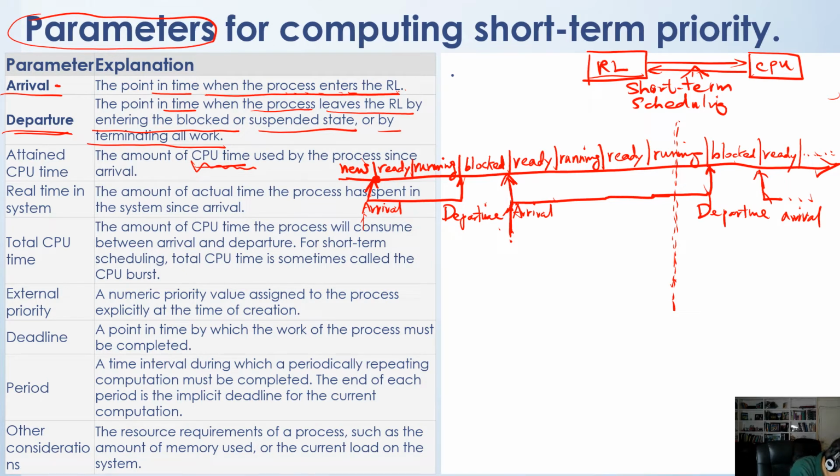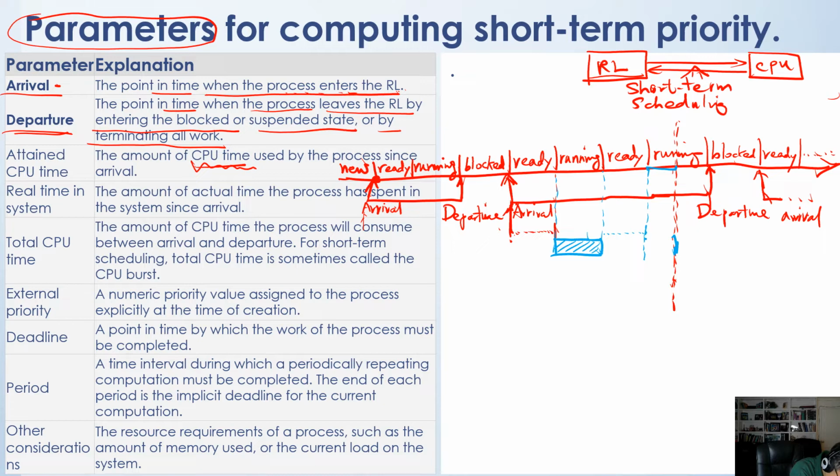So what is the CPU time used? If it's in the ready state, during this time period the CPU time is not used, right? Only when it's in the running state. Let me change the color so we can clearly see the differences. Only during the time period when the process is running is this the amount of CPU time used. Then here it's ready again, so the CPU is not used. And up to this point, it's changed to running again.